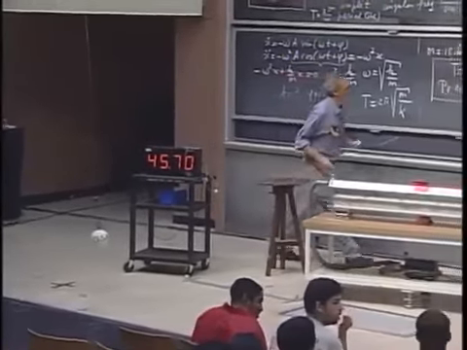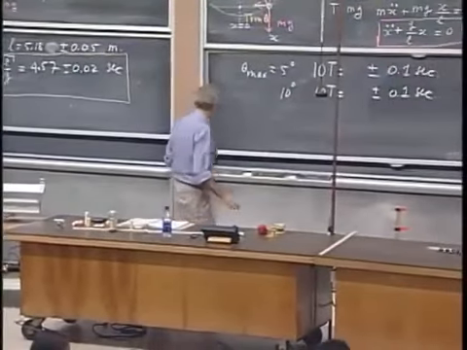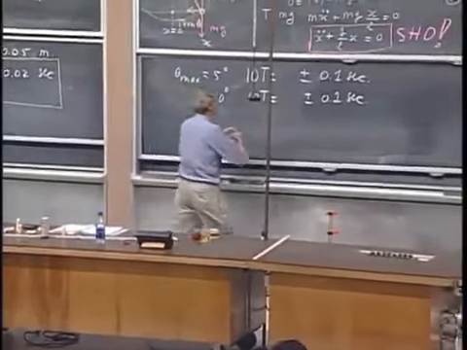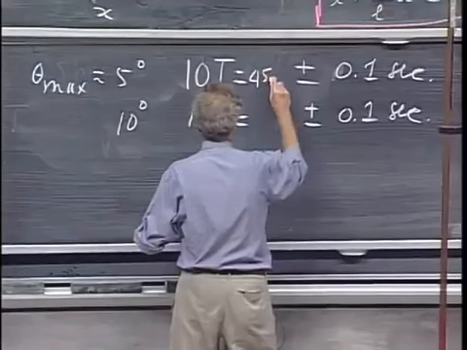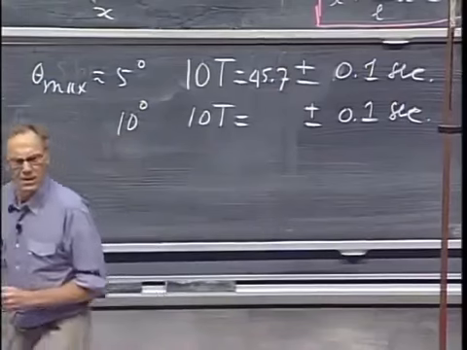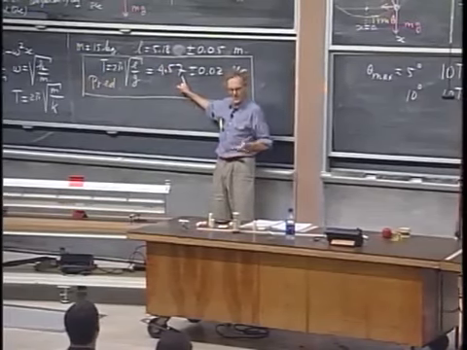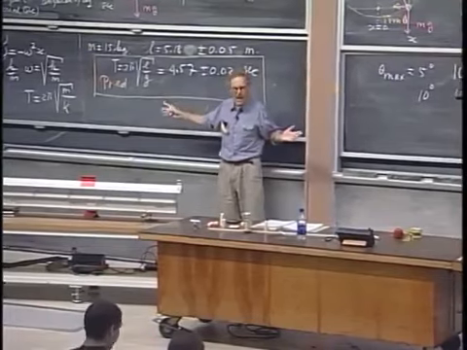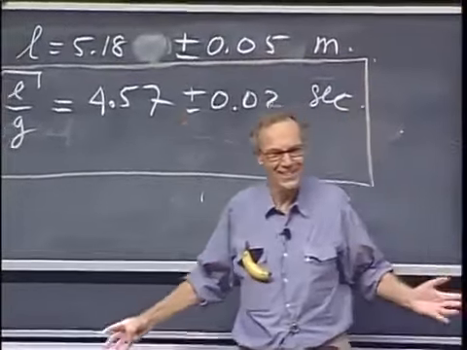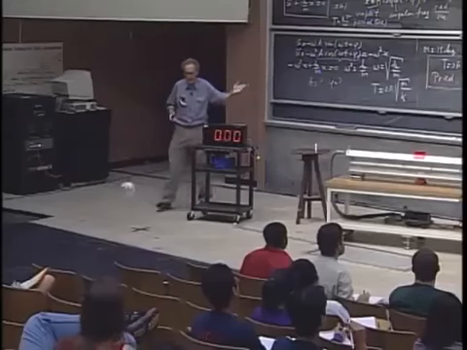45.70. 45.70, where's my chalk? 45.70. What was my prediction? Exactly. You get the picture. That is pure luck, because my accuracy is no better than a tenth of a second.